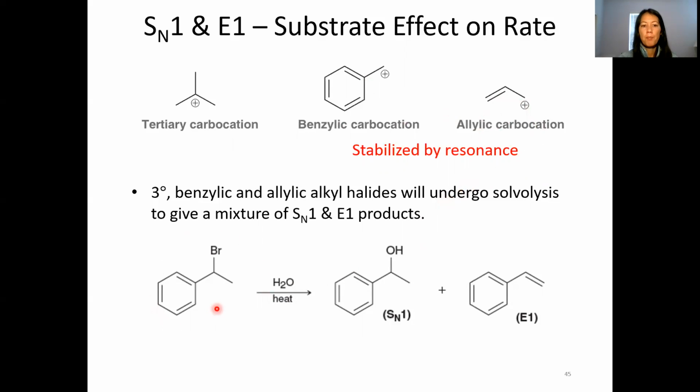For example, this benzylic bromide can be reacted in the presence of water and heat to give first your benzylic carbocation, and then water can come in and add here. Proton transfer gives your alcohol product, or water in the presence of heat can deprotonate a hydrogen at the beta position to give the elimination product.